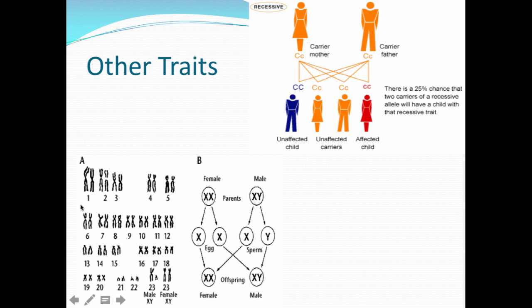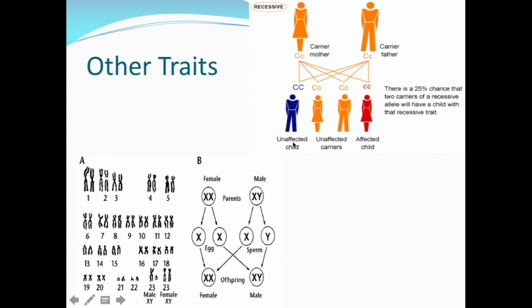So just examples of other traits, because we are going to be getting into pedigrees and things like that. We have our human genome here. We have another example of how they can combine to make offspring, as well as what we're going to be focusing on, a pedigree to show a particular trait and how it's passed along, whether you're unaffected, affected.